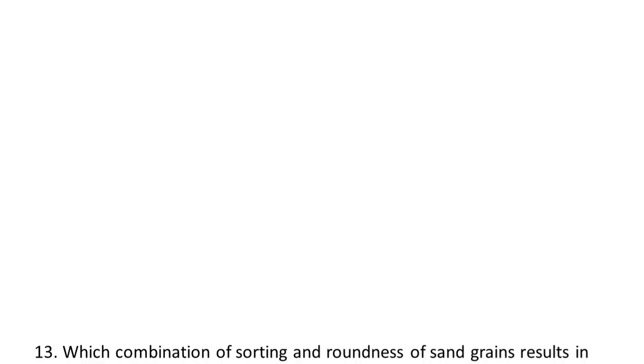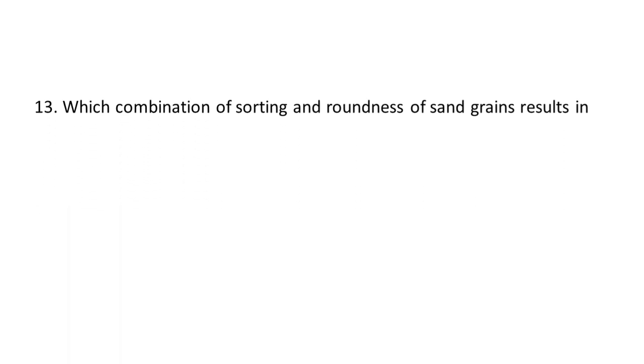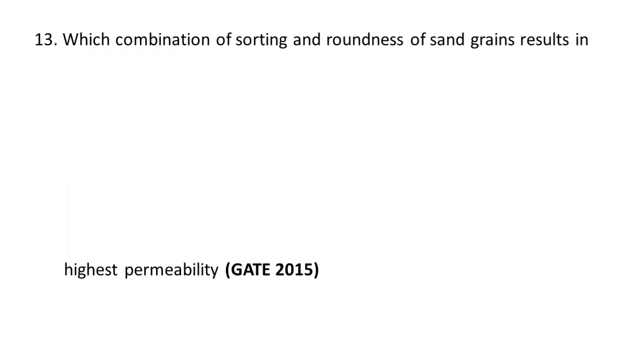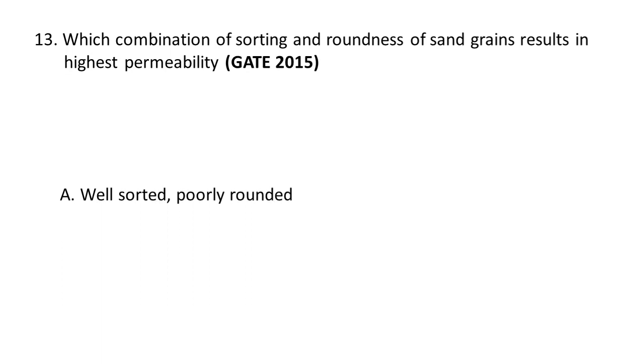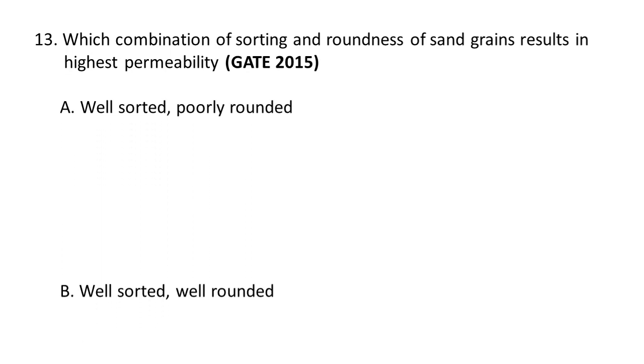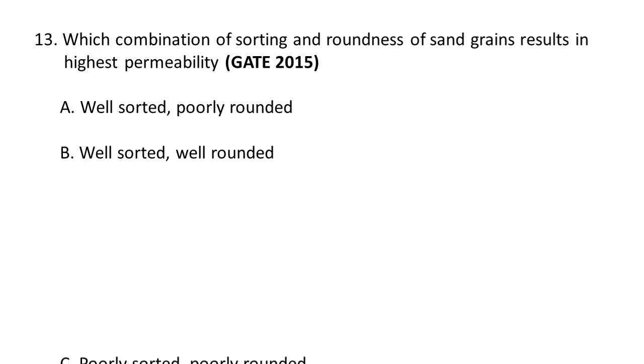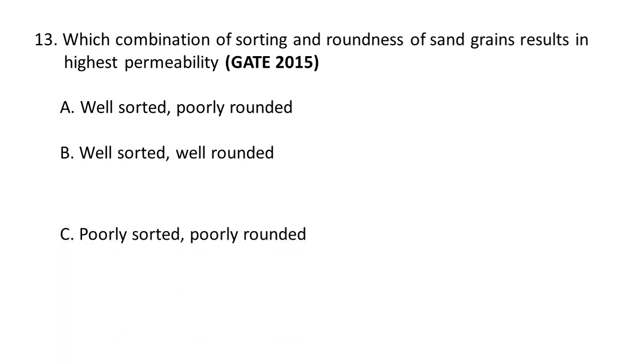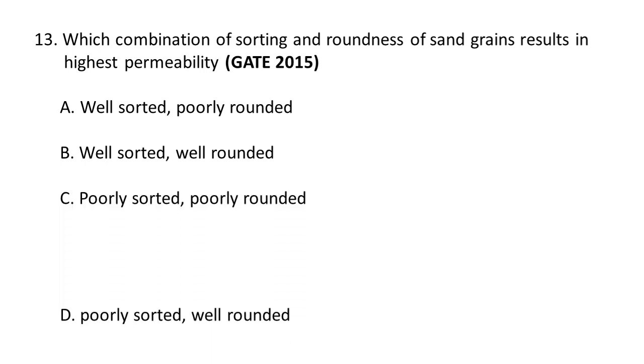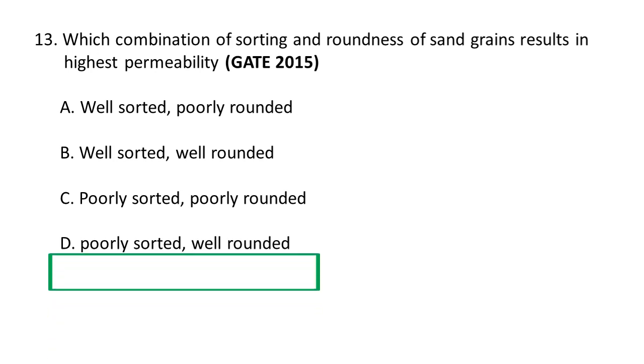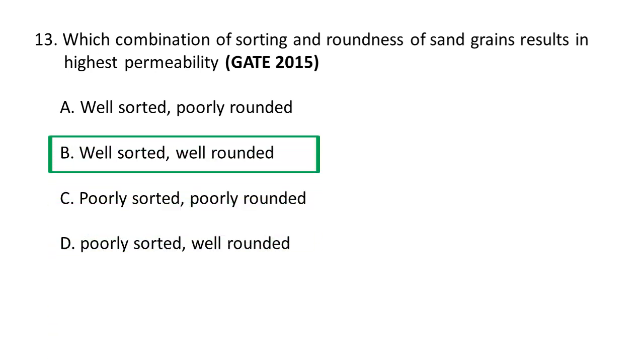Next question. Which combination of sorting and roundness of sand grains results in highest permeability? A. Well sorted, poorly rounded, B. Well sorted, well rounded, C. Poorly sorted, poorly rounded, D. Poorly sorted, well rounded.